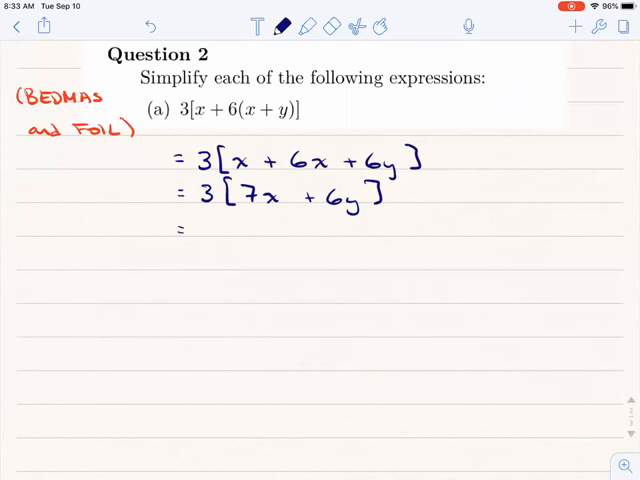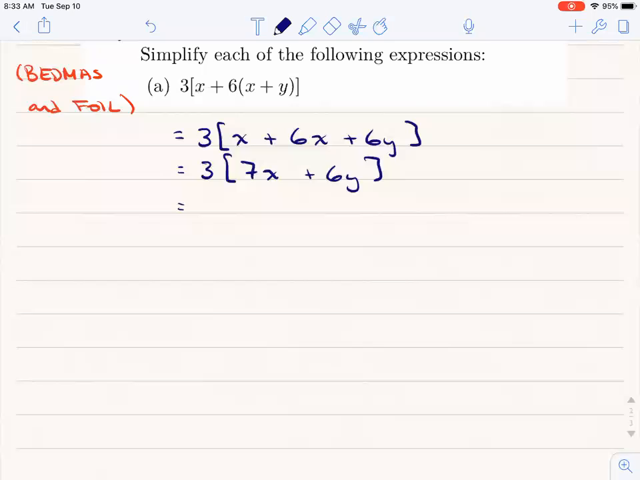But that's all right. So now all that's left to do is to bring that 3 inside, right? So it's just hanging out all the way outside until the very end. 3 times 7 is 21x, plus 3 times 6 is 18y. Oops. And I ditched the brackets because we don't need them anymore. They're not doing anything. Although I guess if you wanted to, you could do that. But you don't need to.